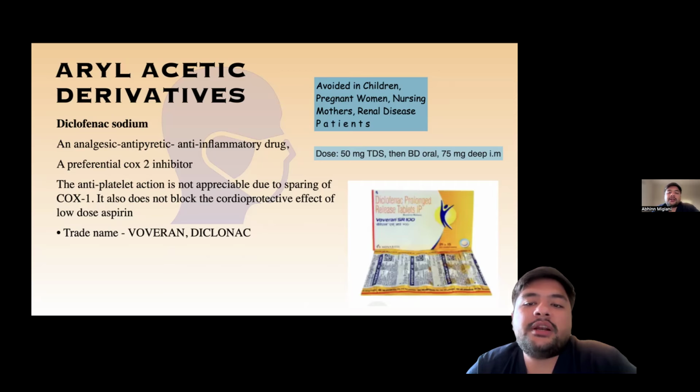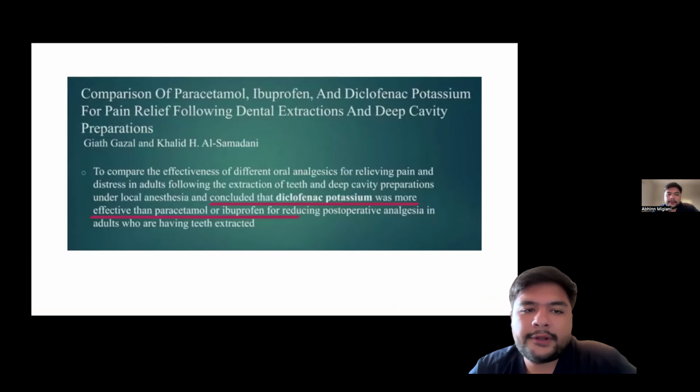It should be avoided in children, pregnant women, nursing mothers, and renal disease patients, and the dose is 50 mg TDS, then BD orally. But the weight consideration should always be seen before administering any sort of medication. Always take the weight of the patient into consideration, no matter what.